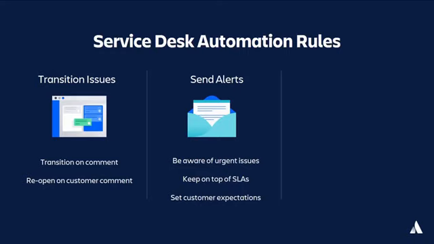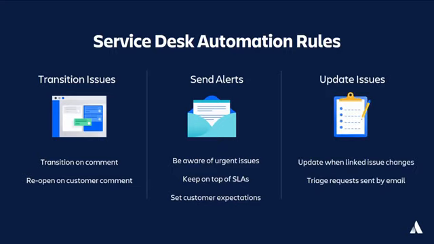The second one, keep on top of SLAs, alerts you to at-risk SLAs. For example, those that are about to breach in 30 minutes, so you can stay on top of those important issues. Finally, the rule set customer expectations lets customers know of expected resolution times when they raise a request.